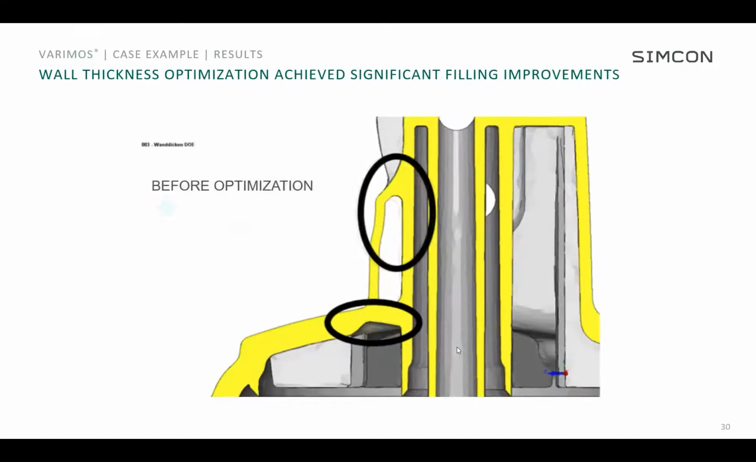In the before and after of the simulation here, you can see that the wall thickness changes ever so slightly to allow the flow to be better throughout the part. That is all done within the Varimos CADMould software. The optimization here is really key to show how it can be used to improve the part quality.